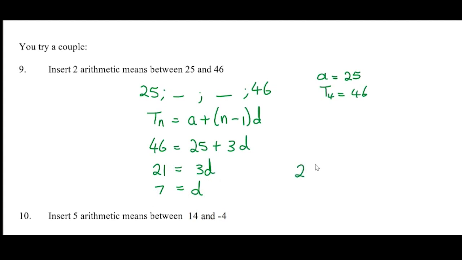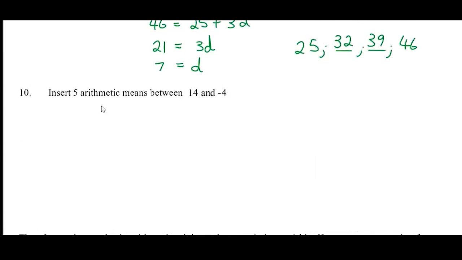All right, so in fact, if we start off with 25 and we add 7, we get to 32. If we add 7 again, we get to 39. And if we add 7 again, we get to 46, which was our final term. So we definitely have that one correct.